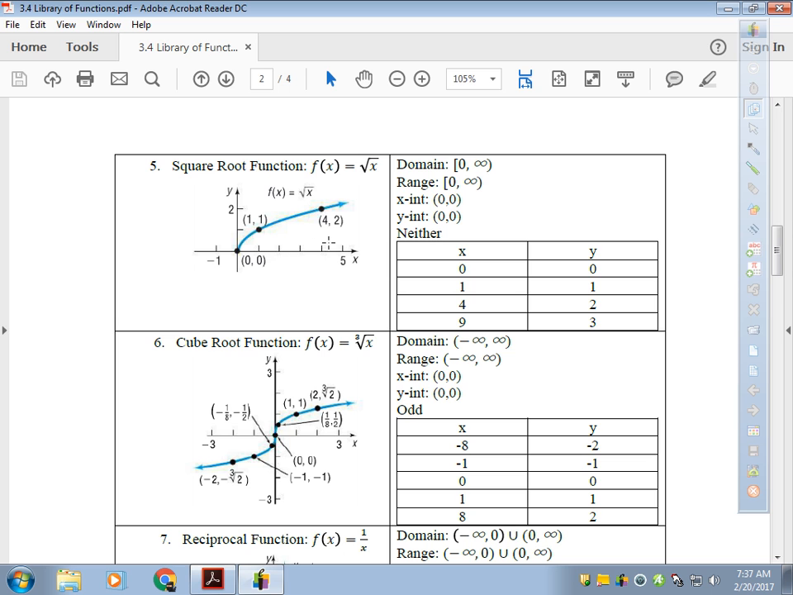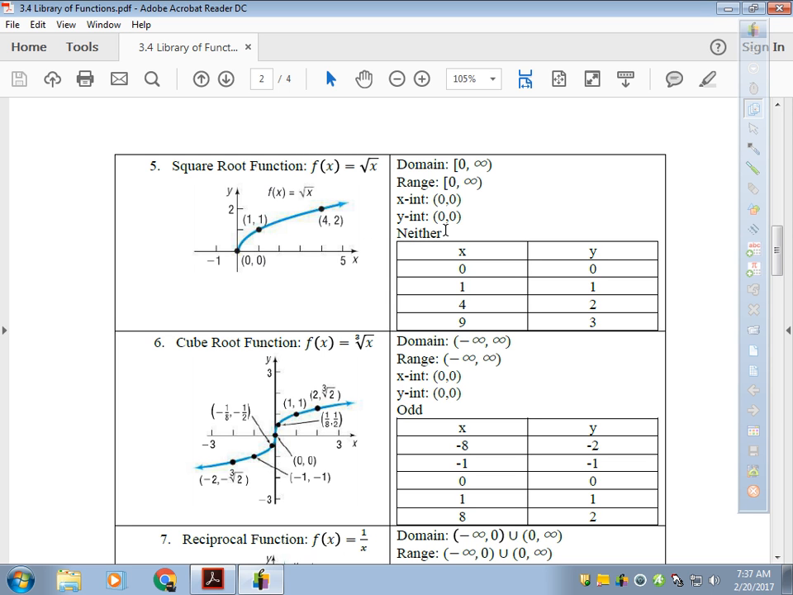All right. Our fifth one is the square root function, f of x equals the square root of x. Looks kind of like this. Notice it doesn't go before 0. Because if you try to take the square root of a negative number, remember that that gives you an imaginary. And we only talk about real numbers when we talk about graphing functions. Its domain is 0 to infinity with 0 included. Its range is also 0 to infinity with 0 included. It has a y-intercept and x-intercept there at the origin, 0, 0.